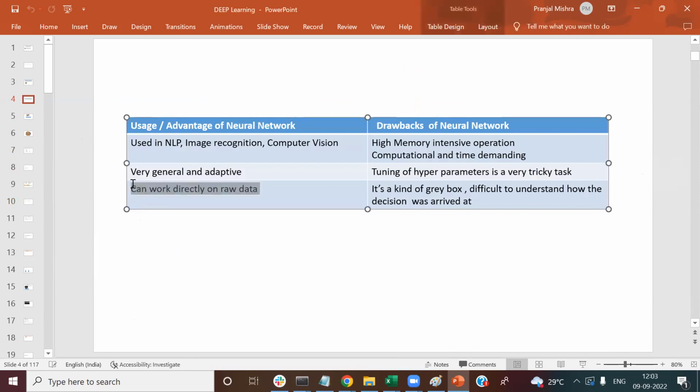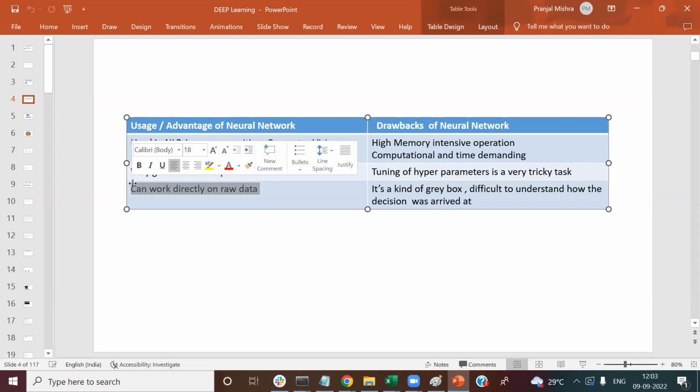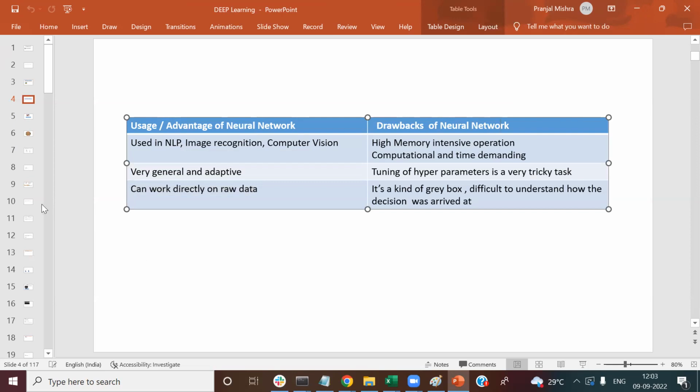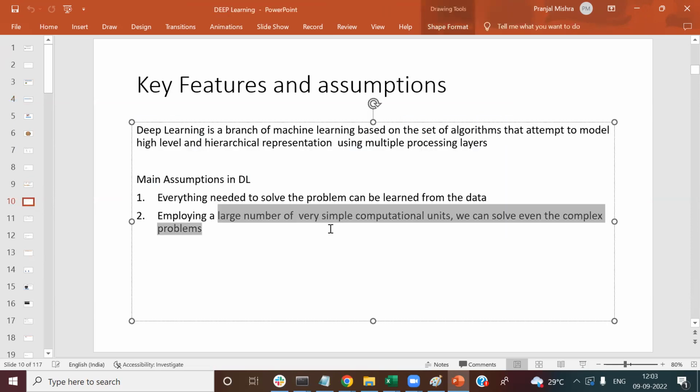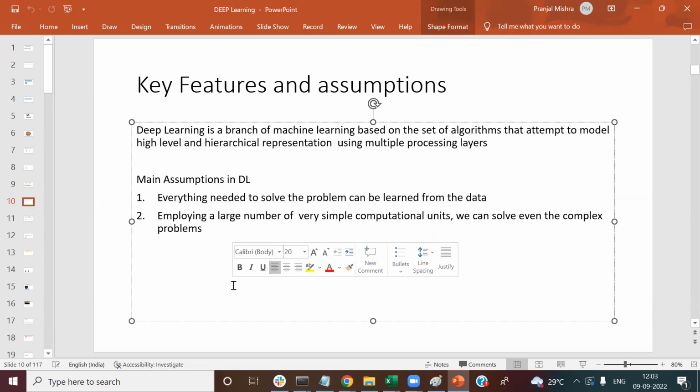It can directly work on the raw data. You will not tell what is the difference between cat and dog. You will show him the images of cat and dog, and the person will learn how to differentiate between cat and dog. Okay. Employing a large number of very simple computational units, we can solve the complex problem. So what is a computational unit? A neuron is a computational unit. On its own, a neuron is a very simple unit. But if you combine many neurons, it can solve a complex problem. So if a problem is very simple, you may use only a few neurons. If a problem is very complicated, you increase the number of neurons. That is our assumption.